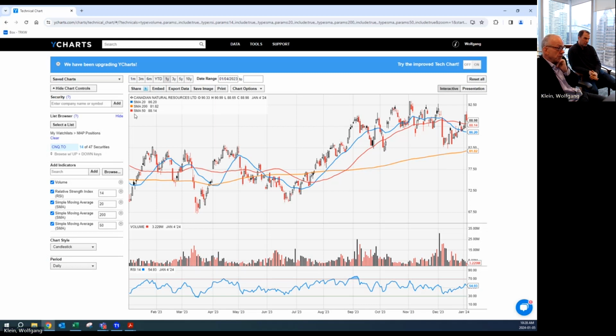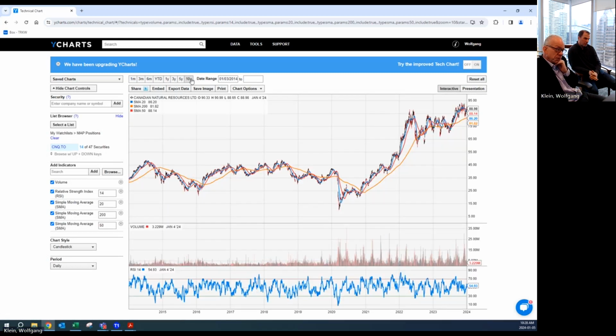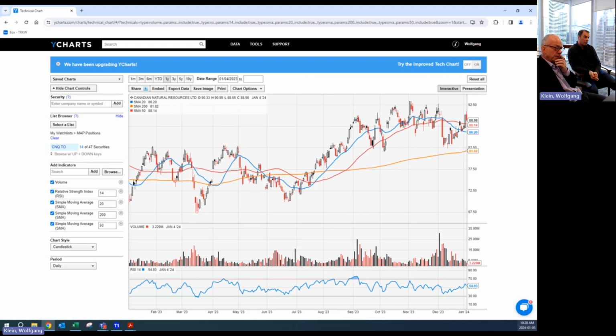This is one. I'll show you a 10-year chart on it. Near 10-year all-time high. That's interesting. So the market likes it. It's a high quality business. I think it's producing... The world consumes 100 to 102 million barrels a day.